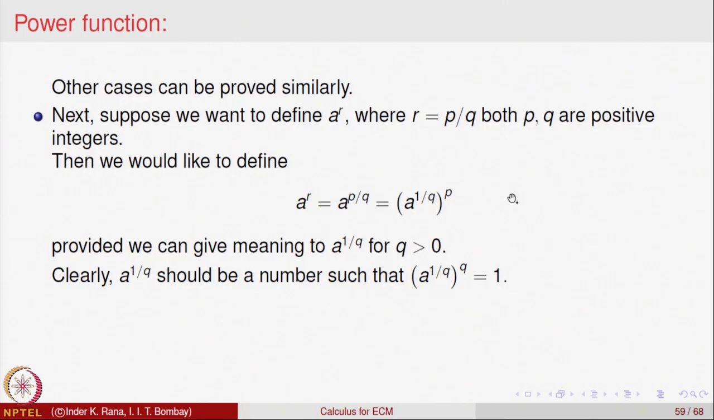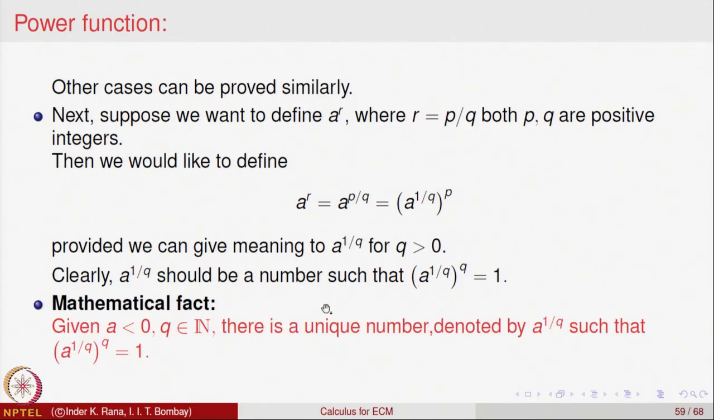We will not be doing in this course what it is, but using advanced real analysis, one can show, given any positive number a and given a positive integer q, you can find a number called a raised to power 1 over q, so that a raised to power 1 over q, raised to power q, is equal to a. So, this is a mathematical fact. So, this should be a bigger than 0. This is a typo here. For a bigger than 0, q belonging to n, this is defined.